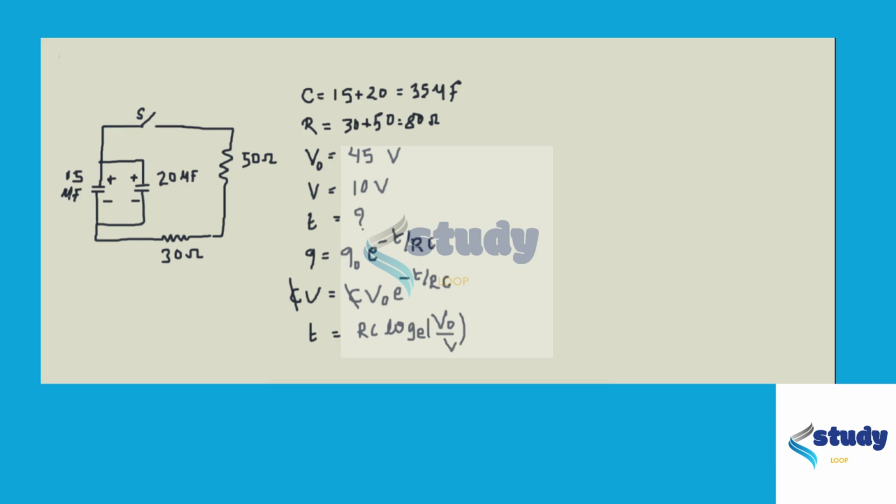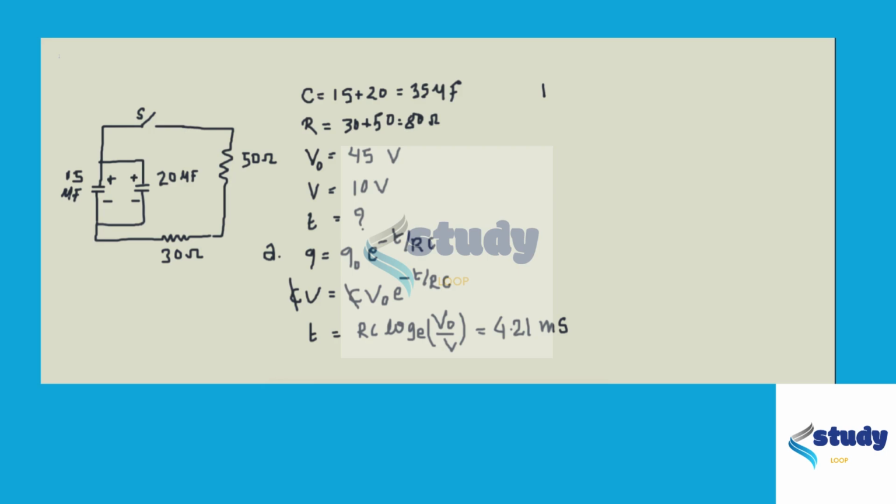So plug in the values of R as 80, C as 35 microfarads, and log e of V naught, which is 45, and V equal to 10. This should give me time equal to 4.21 milliseconds. So this is the answer for part A of the question.